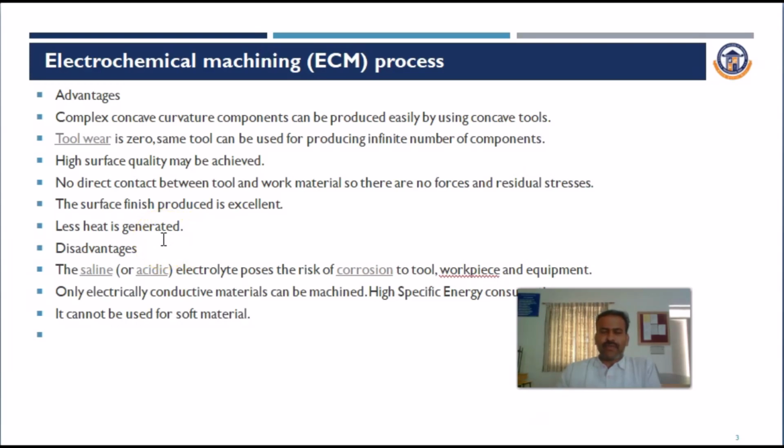The disadvantages of the electrochemical machining process: the saline electrolyte poses a risk of corrosion of the tool, workpiece and equipment. Only electrically conductive materials can be machined. High specific energy consumption is there. It cannot be used for soft materials.